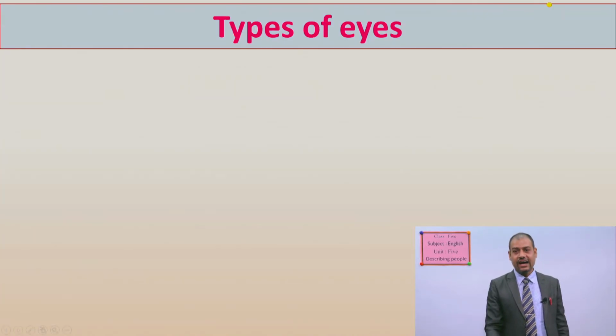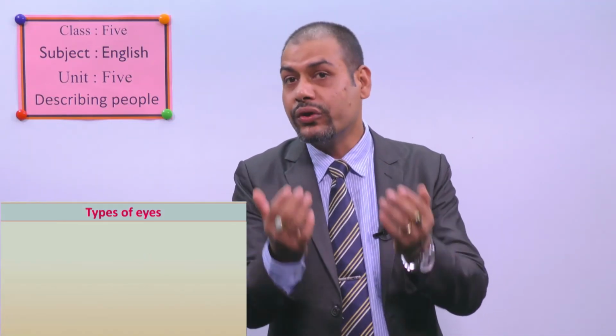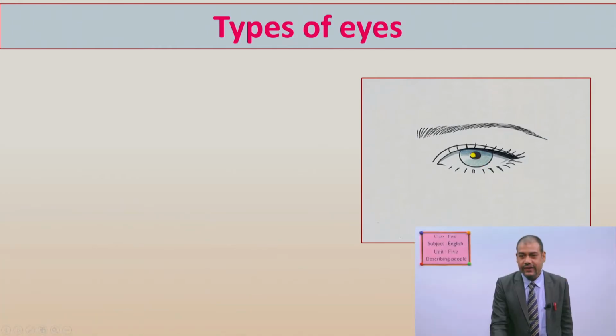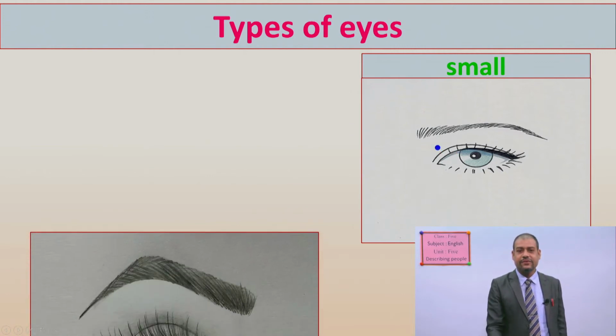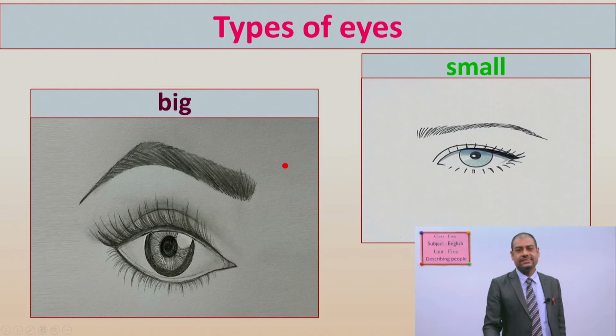Very good. Then now we are going to learn to describe our eyes. What type of eyes we have. Okay, so for that one you can see what type of eye is this one. Can you tell me? Now check. It is small eyes. Okay, small eyes. Another type of eyes. What type of eyes? I think you might have already made a guess. It is sure. It is big eye.